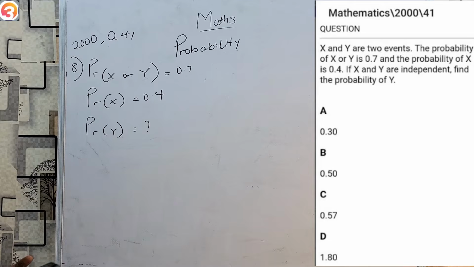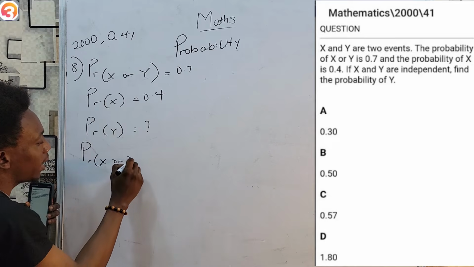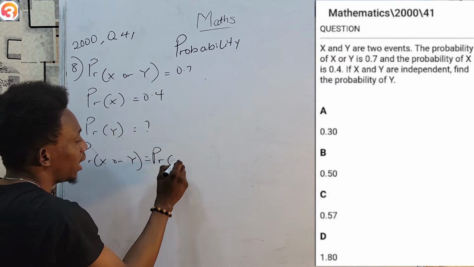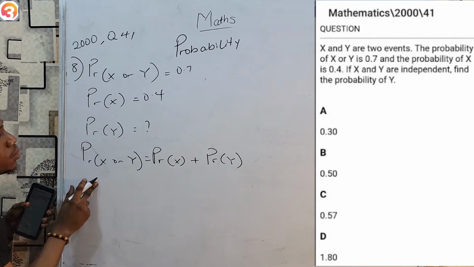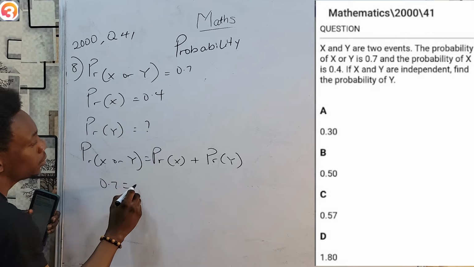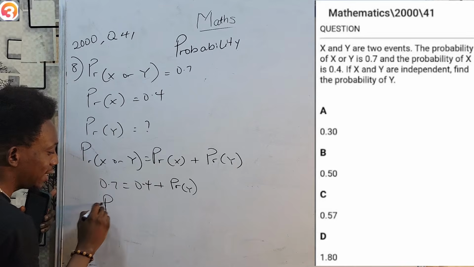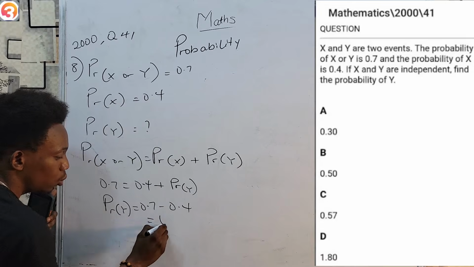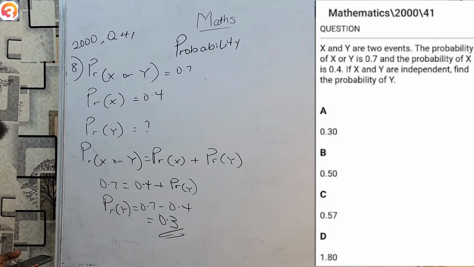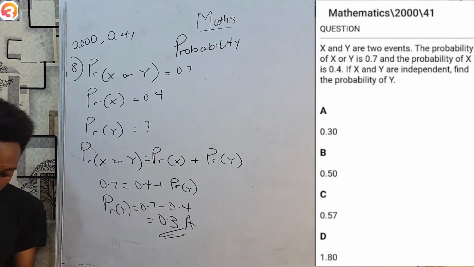This is very, very simple. Why is that? Or is right here. I know that probability of X or Y means probability of X plus probability of Y. What's probability of X or Y? 0.7. Probability of X is 0.4 plus probability of Y. Collect like terms. Probability of Y becomes 0.7 minus 0.4, which is 0.3. Option A. So these are all exceedingly simple, very, very simple.